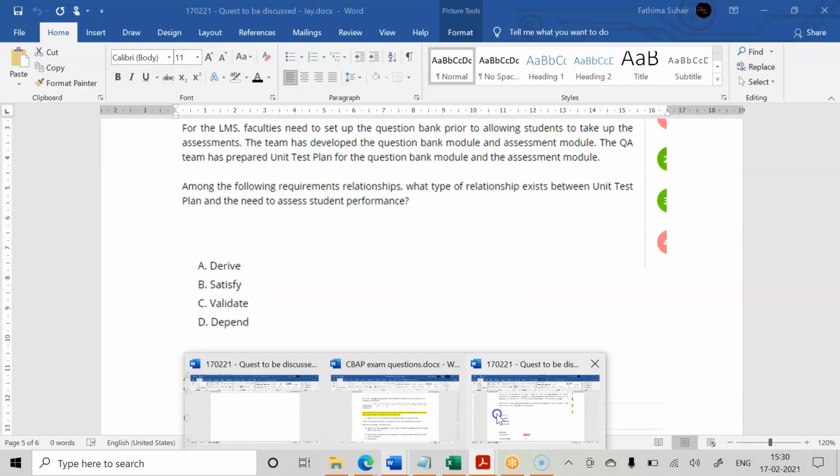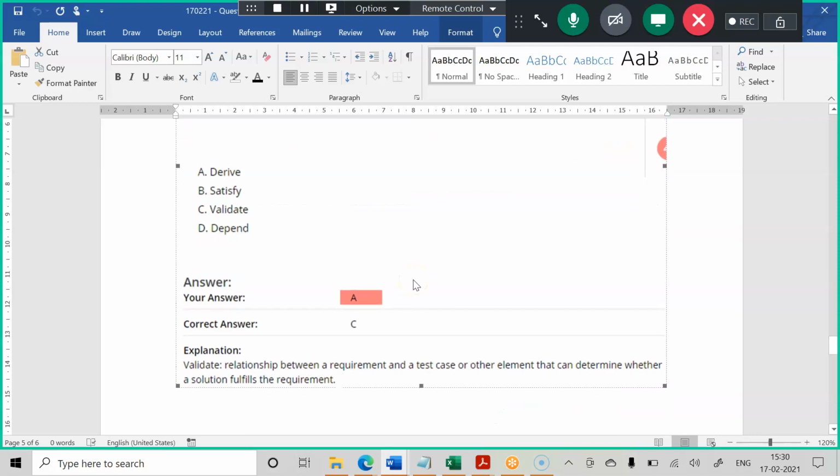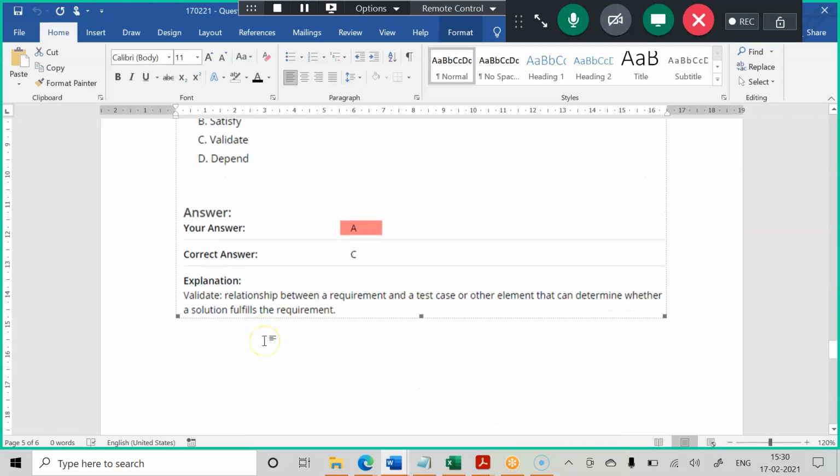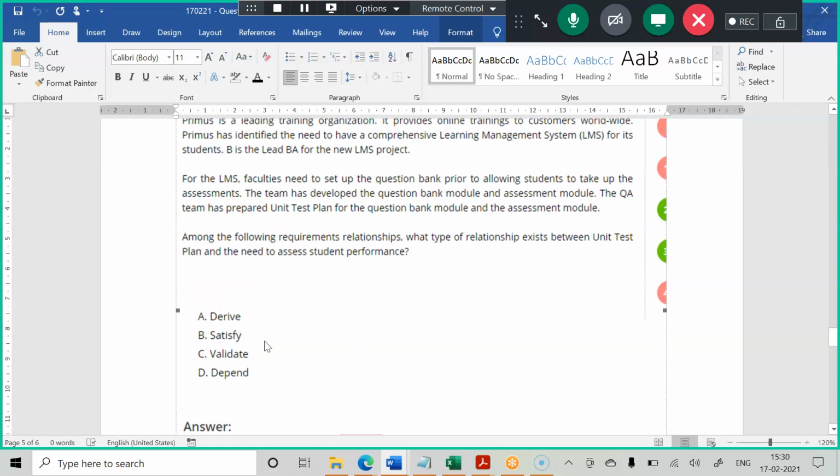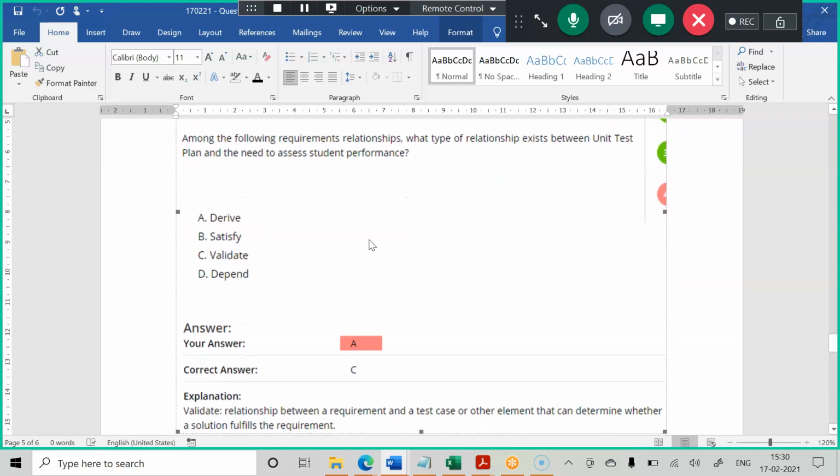So that was just a quick overview. You can take a detailed look at that document and see the various types of relationship which exist.